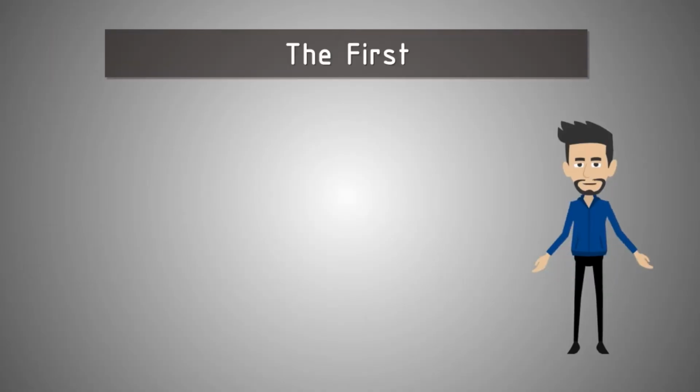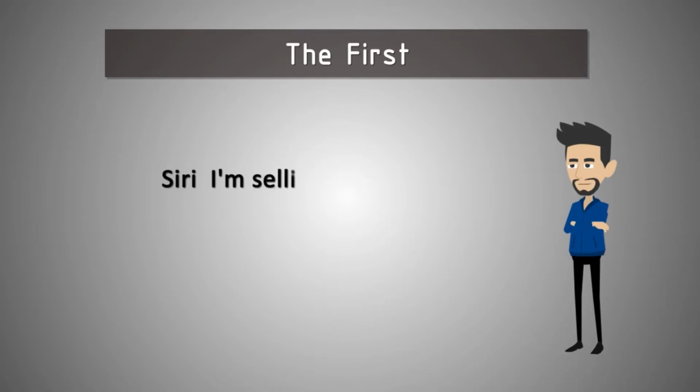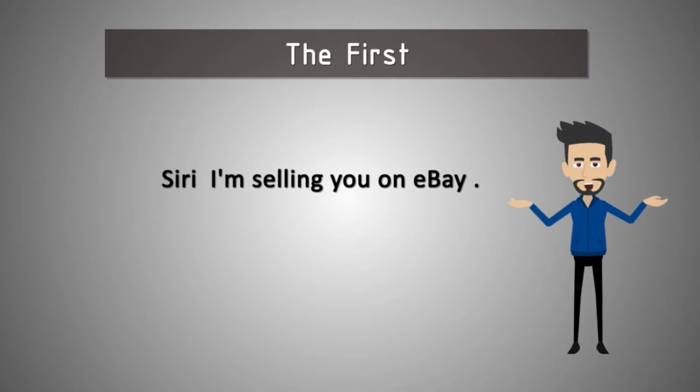Let's look at the first five. "Siri, I'm selling you on eBay." So, how do you mark this sentence?